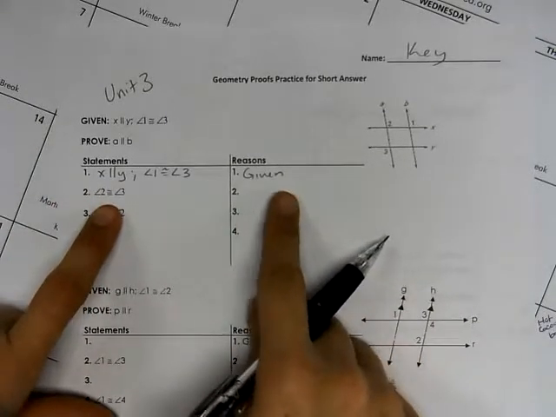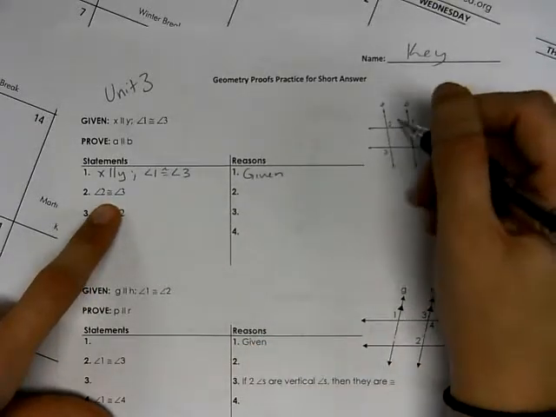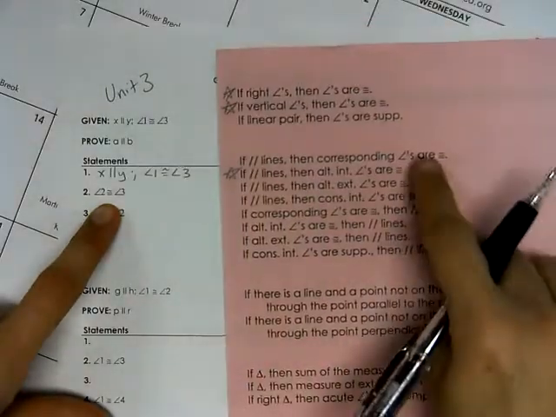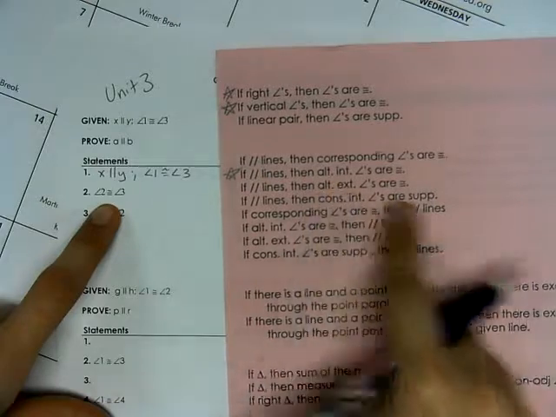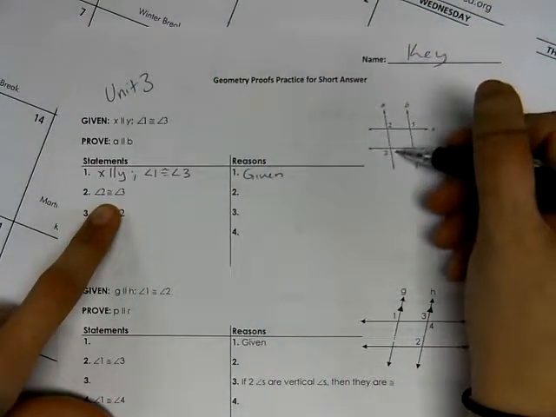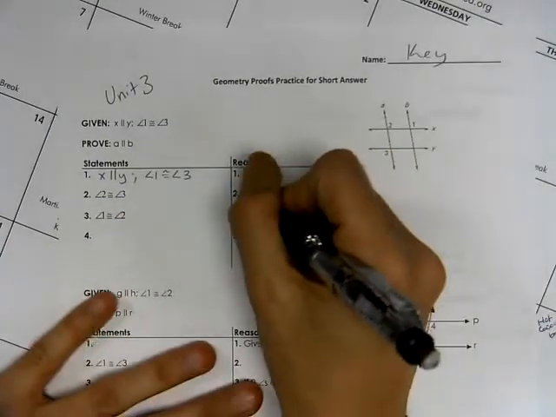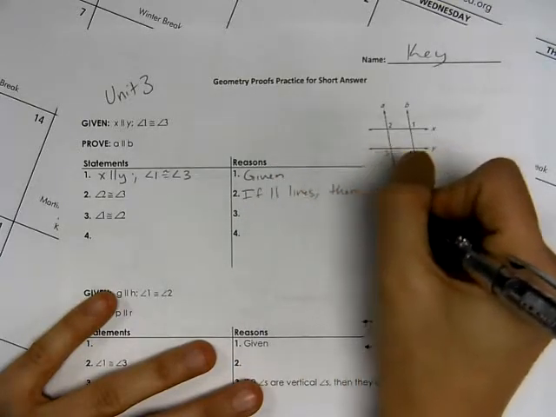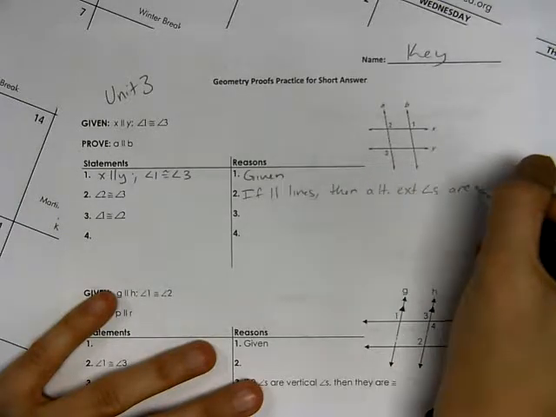Now, okay, so if you don't know where to go next, let's look at angle 2 and angle 3. What kind of angles are angles 2 and 3 in the picture? If you're looking at, like, this part. Alternate exterior. See how they're on the outside of lines X and Y, but on opposite sides of A? So we would write if parallel lines, then alternate exterior angles are congruent.